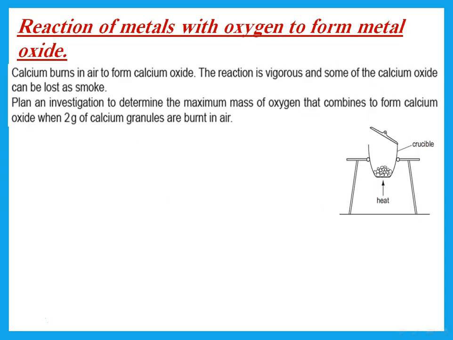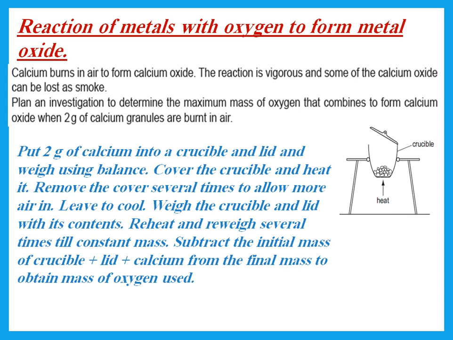This question says calcium burns in air to form calcium oxide. The reaction is vigorous and some of the calcium oxide can be lost as smoke, and we don't want that to happen. Plan an investigation to determine the maximum mass of oxygen that combines to form calcium oxide when 2 grams of calcium granules are burnt in air. So I'm going to burn 2 grams of calcium and I want to know how much oxygen is going to react with it. How do I know how much oxygen reacts with it? Well, we can weigh it at the beginning, weigh it at the end, and the difference will be the mass of oxygen, right? So what are we going to do?